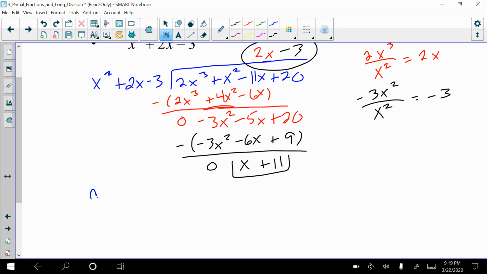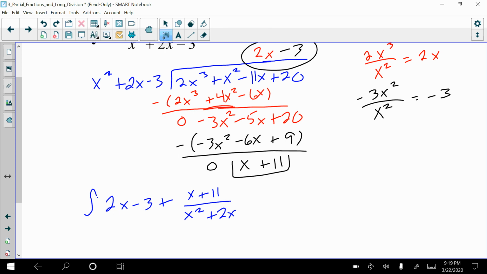My new expression for my integration will be the integral of 2x minus 3 plus the remainder, x plus 11 over x squared plus 2x minus 3, dx.